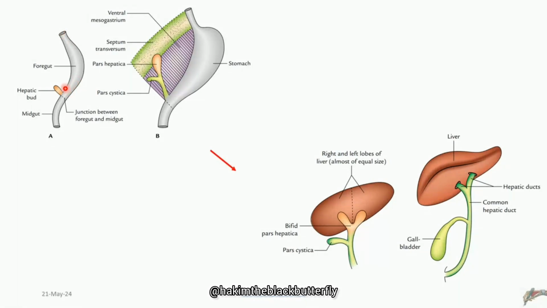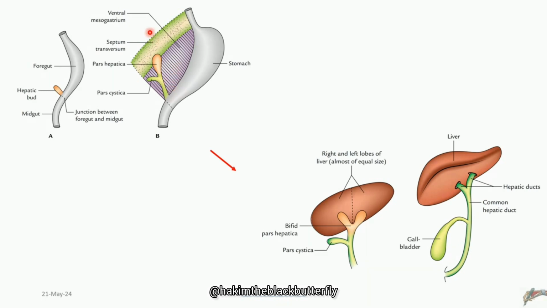This hepatic bud is going to grow anteriorly towards what we call the ventral mesogastrium. The ventral mesogastrium is that connective tissue that's going to be connecting your developing gut tube to the anterior body wall. Then also we have the dorsal mesogastrium, though it's not being shown here, connecting the developing gut to the posterior abdominal wall. So your hepatic bud is going to grow towards the ventral mesogastrium through the septum transversum, as you can see.